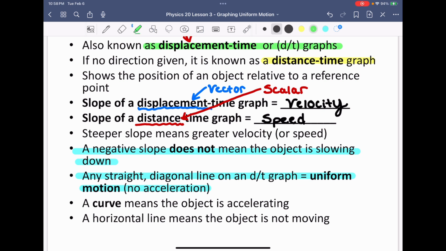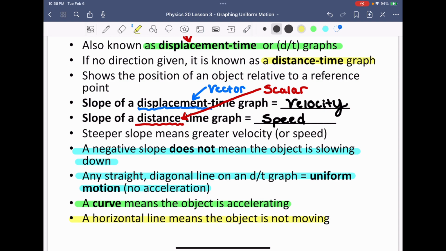Now, if we end up seeing a curved line, that essentially means that there is acceleration, which means a change in velocity or a change in speed per any given unit of time. And we know that any sort of change in speed or velocity has to represent that there's acceleration, either positive acceleration or something that might be slowing down, which is decelerating. Lastly, we want to highlight the line that says a horizontal line means that the object is not moving.